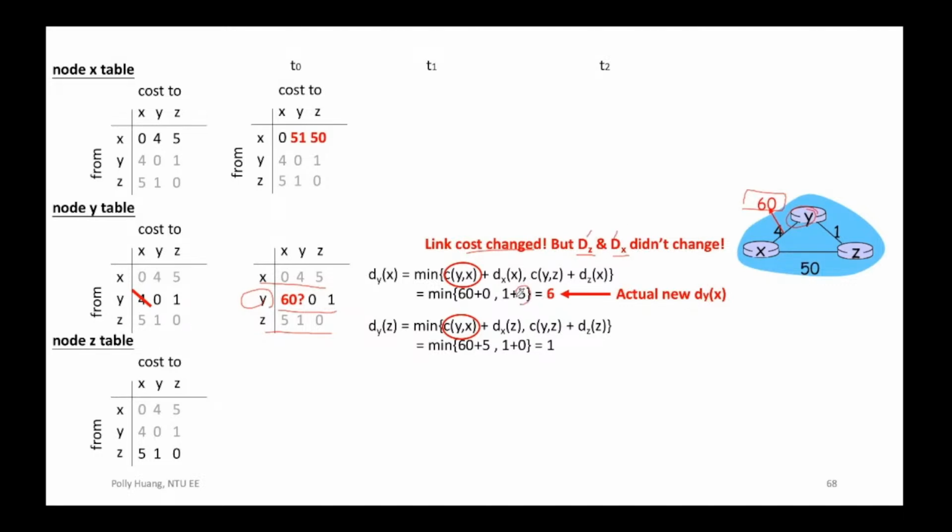Therefore, you see, the old DZ is telling y the shortest distance from z to x is 5 here. So y will, in the short term, be under the false impression that this is the best route. Y sends to z, and z will somehow know a way. The cost is only 5 to x.